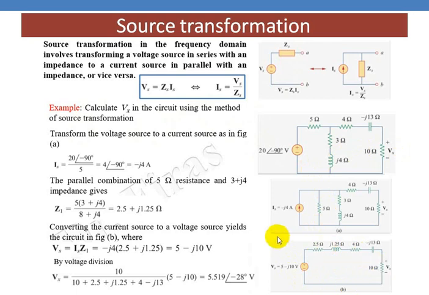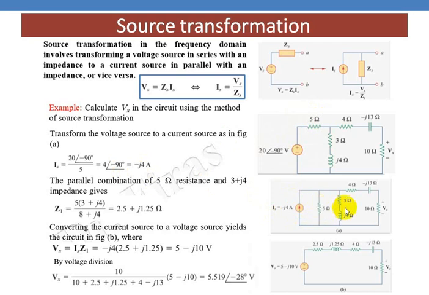Now first we will take this voltage source in series with this resistance. This voltage source in series with resistance, you convert into a current source in parallel with the resistance. So this resistance you now draw in parallel. The current will be 20 at an angle of minus 90 divided by 5. This comes to be minus j4. So minus j4 ampere we write here. So now you have done this.